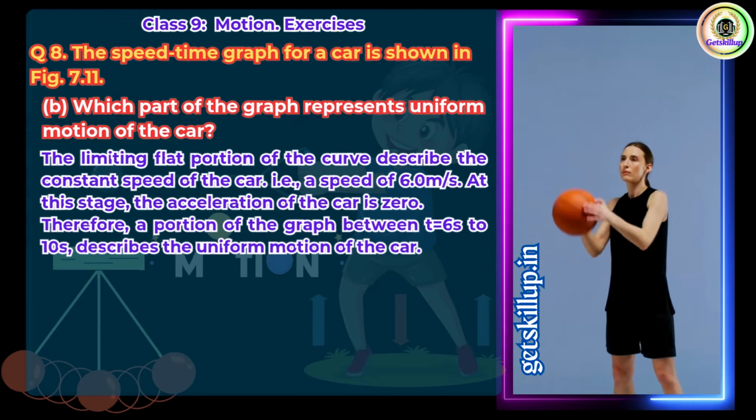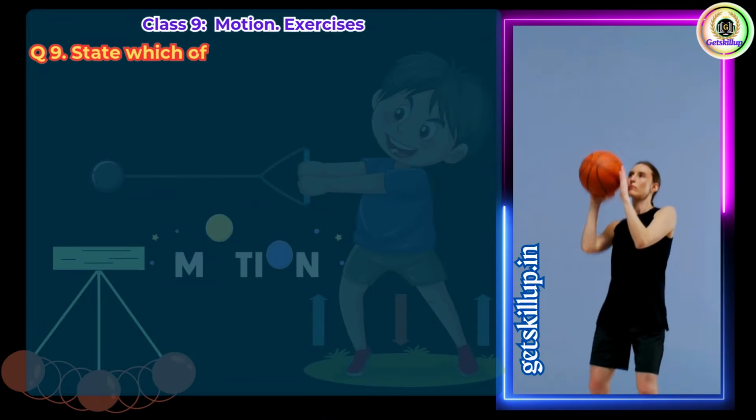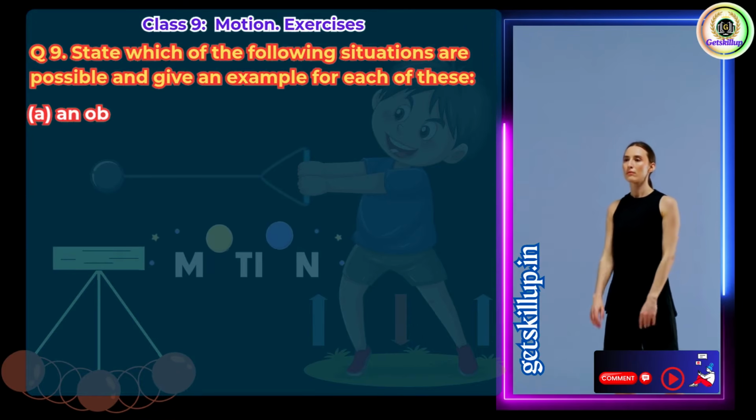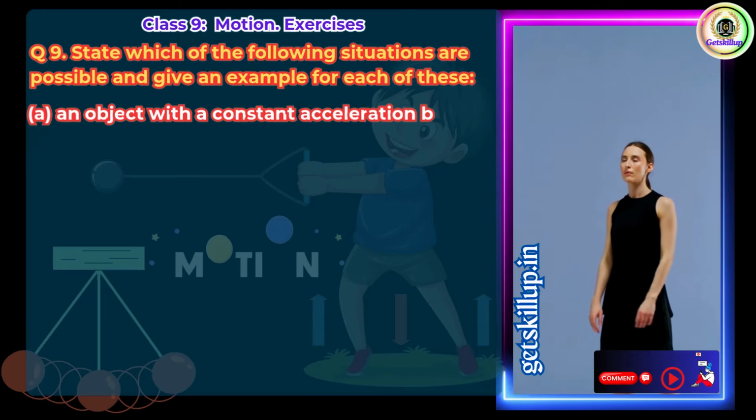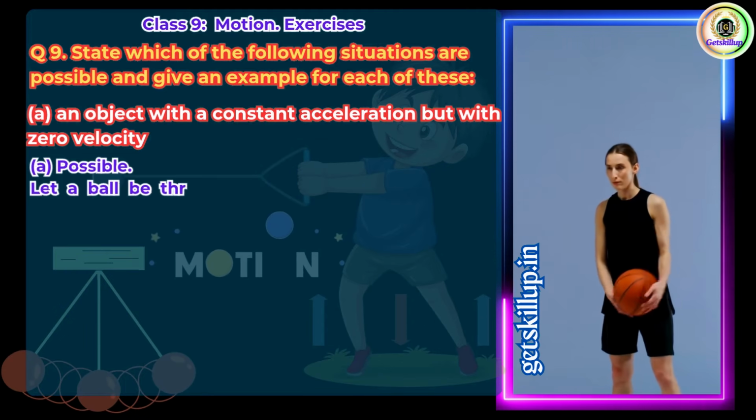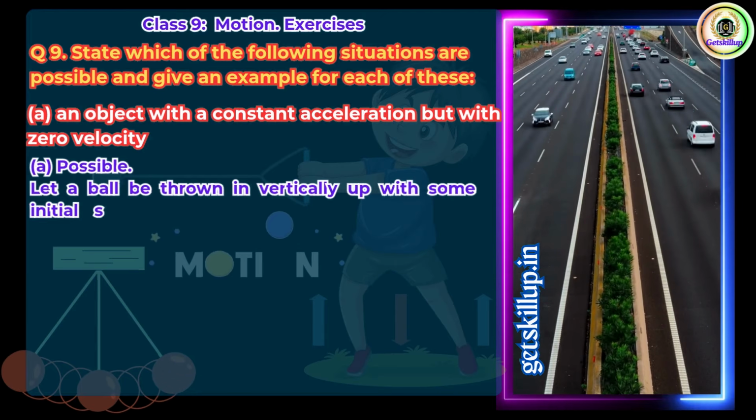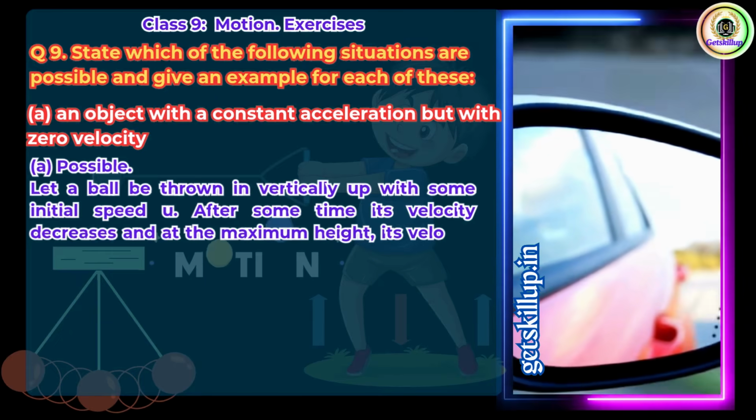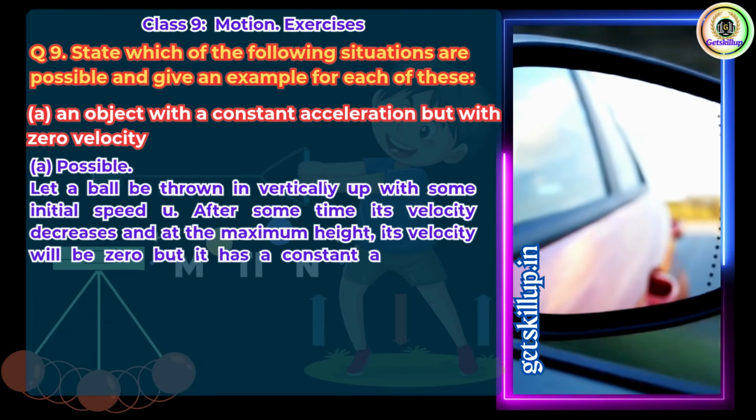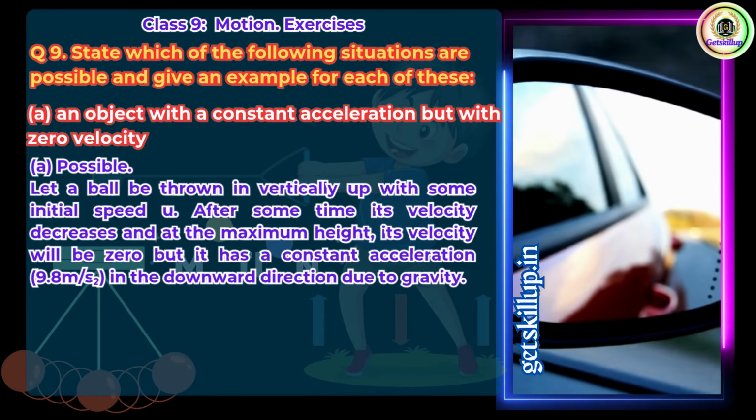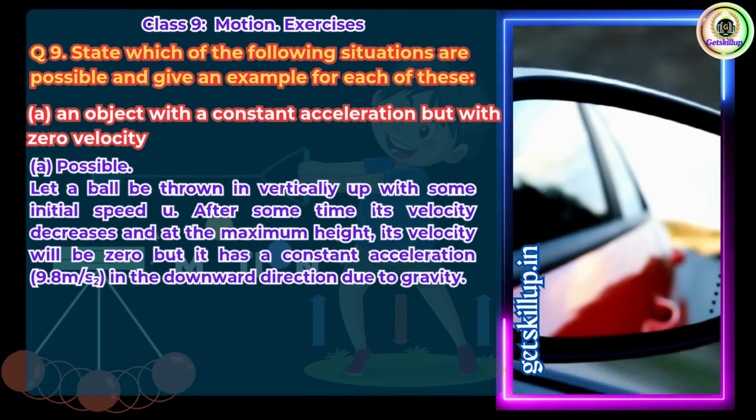Question 9. State which of the following situations are possible and give an example for each of these. A. An object with a constant acceleration but with zero velocity. Answer. Possible. Let a ball be thrown vertically up with some initial speed u. After some time, its velocity decreases and at the maximum height, its velocity will be 0 but it has a constant acceleration 9.8 meter per second square in the downward direction due to gravity.